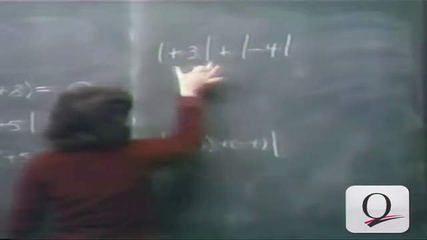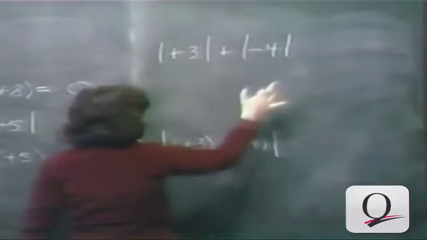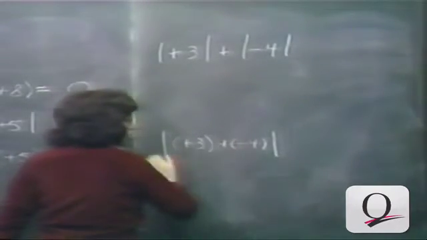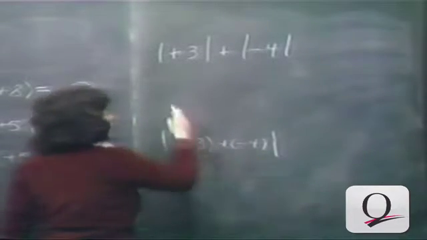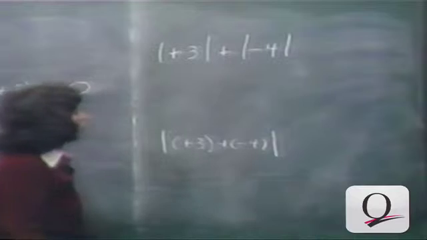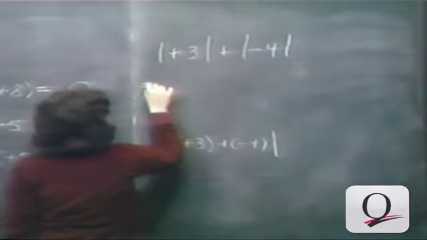You work out this absolute value, you work out this absolute value, you add up the answers. Here, you work from the inside out. You first do the addition of signed numbers that's called for, and at the end, you take the absolute value. Okay, in the first problem.